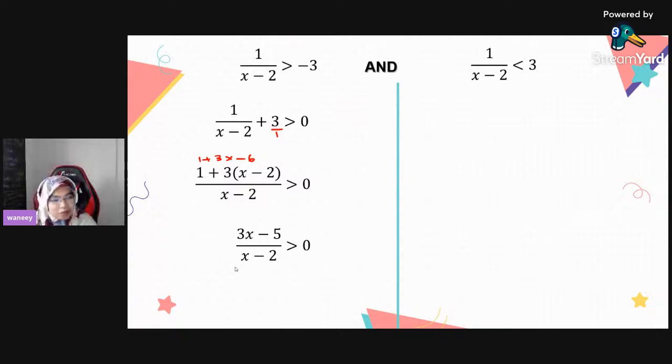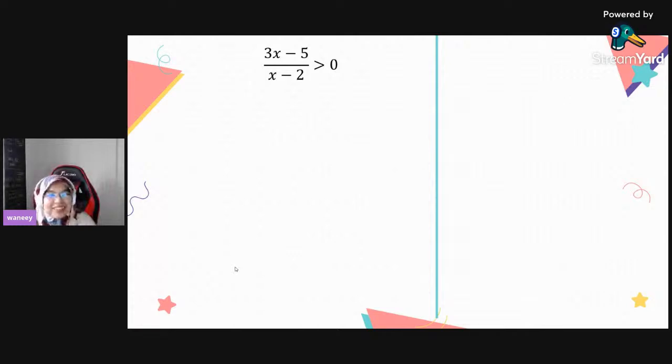So if you know me well, you know that I will do a real number line. I don't like a table of sign. Okay, so in order to do the real number line, we are going to let our numerator 3x minus 5 be greater than 0. So x will be greater than 5 over 3. And then our denominator, we have x minus 2 greater than 0, so x will be greater than 2.